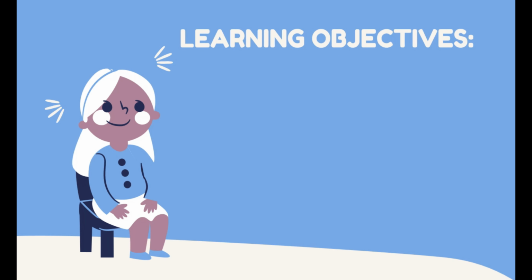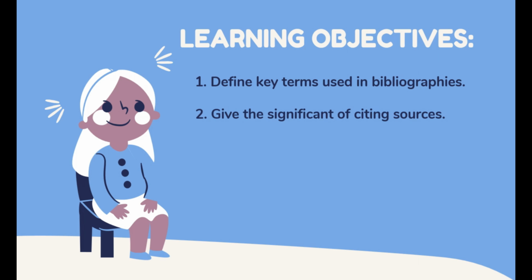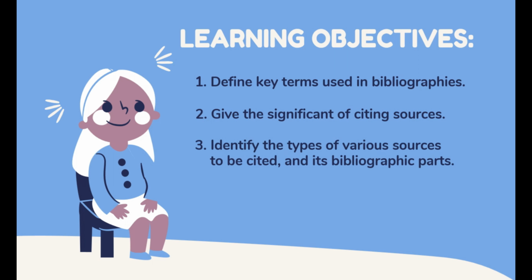At the end of this discussion, you are expected to define key terms used in bibliographies, give the significance of citing sources, identify the types of various sources to be cited and its bibliographic parts, and last, use conventions in citing sources. Before we proceed to the definition of terms, I have a question for you. Why do we need to cite sources?